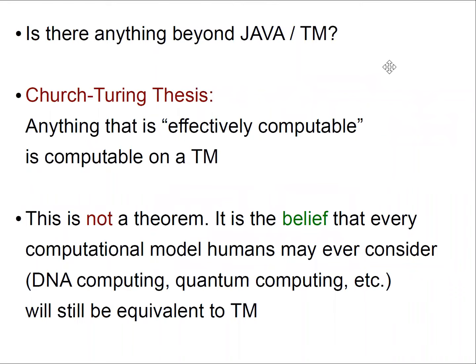Okay. And now the next question is: is there anything beyond Java or Turing machines? So fine, Turing machine is the same as Java. Is there anything beyond? The Church-Turing thesis, a very important thesis, very influential in computer science, says that anything which is effectively computable, and this is in quotes because it's not a formal notion, can be computed on Java or Turing machines.